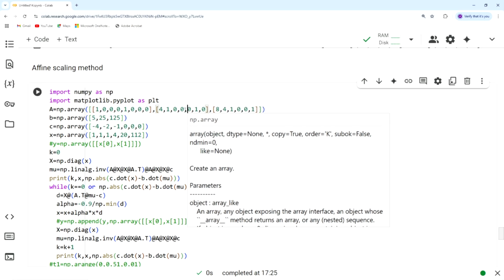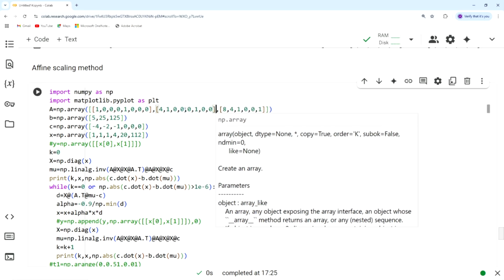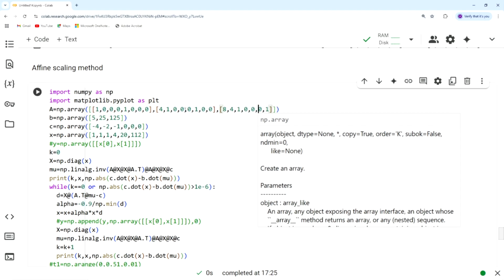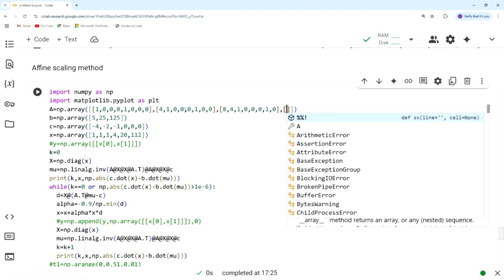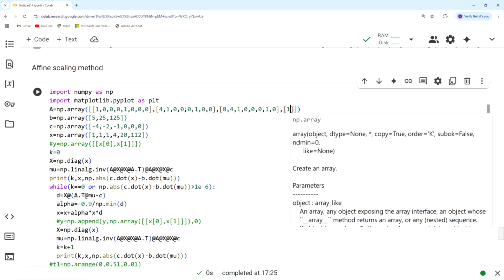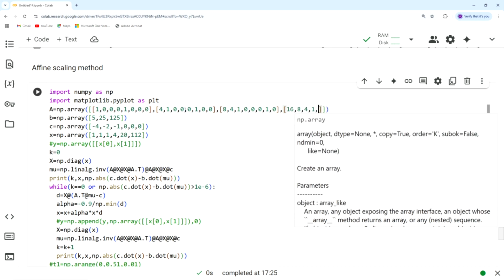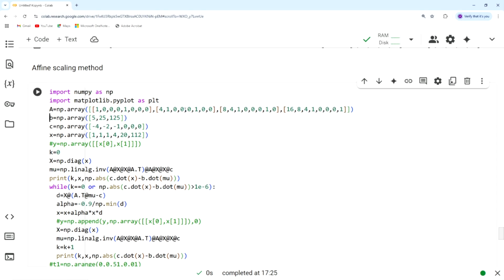So I am just converting the matrices to accommodate the fourth variable, right. So 16, 8, 4, 1, 0, 0, 0, 1 and this is 525 and 125 and 625. You will have a minus 8 in front and a 0 at the end.